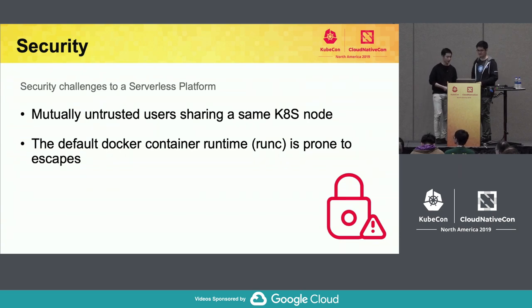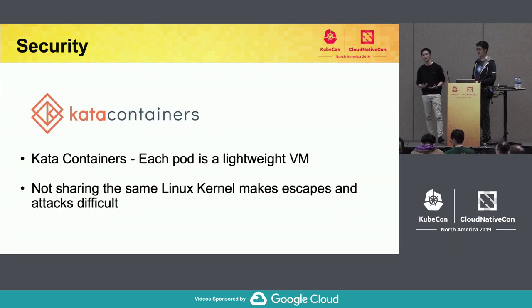So the way we approach this problem is to use Kata Containers. Kata Containers takes a different way of addressing this: behind each pod, it is not actually containers, but lightweight VMs. It looks and feels like containers, but provides strong isolation. Since it's not sharing the Linux kernel, it makes it difficult for any escapes and attacks.